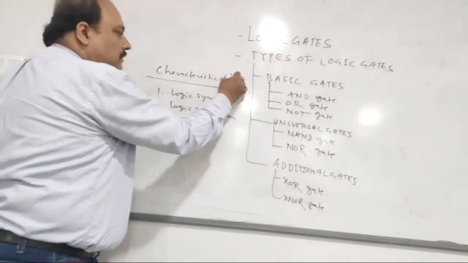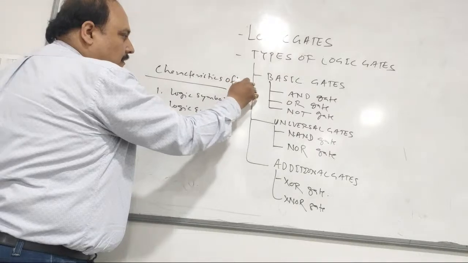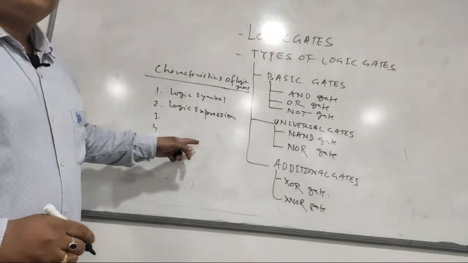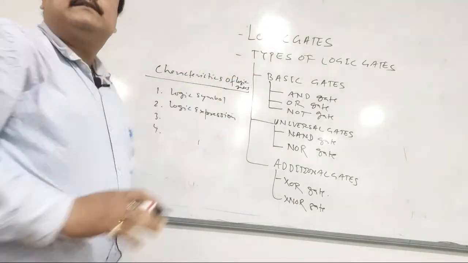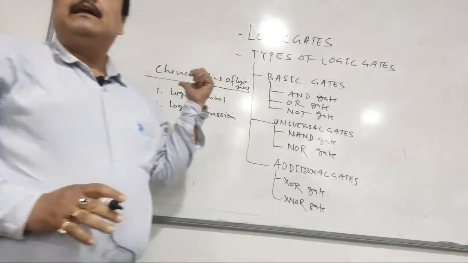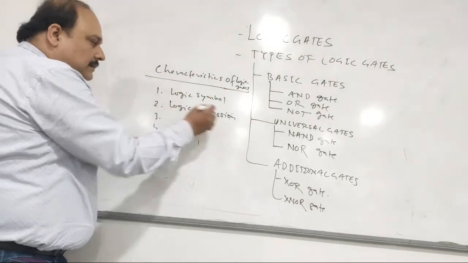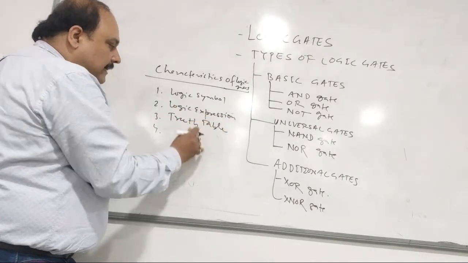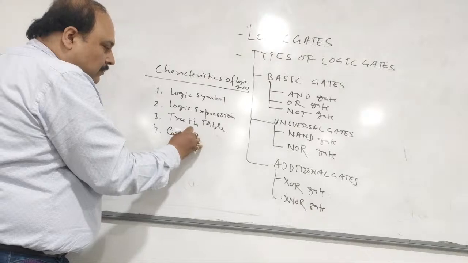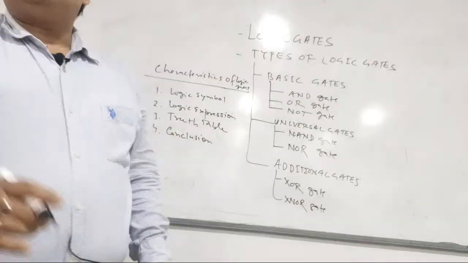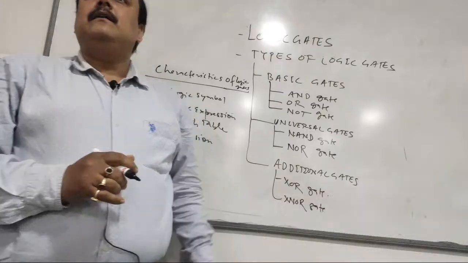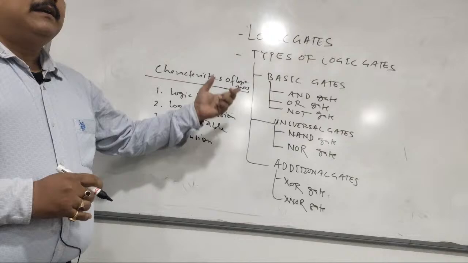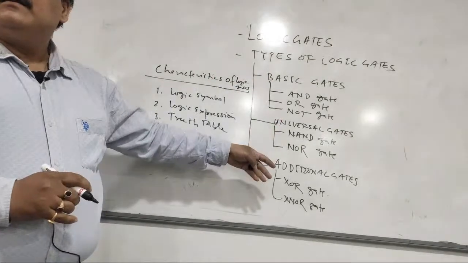Characteristics of logic gates. So we discuss the logic gate on the basis of these characteristics. That means all the logic gates differ on the basis of these characteristics: logic symbol, logic expression, then a truth table for each gate, and some conclusion on the basis of which the output is generated in a specific logic gate. These are the characteristics on the basis of which we differentiate each and every logic gate.